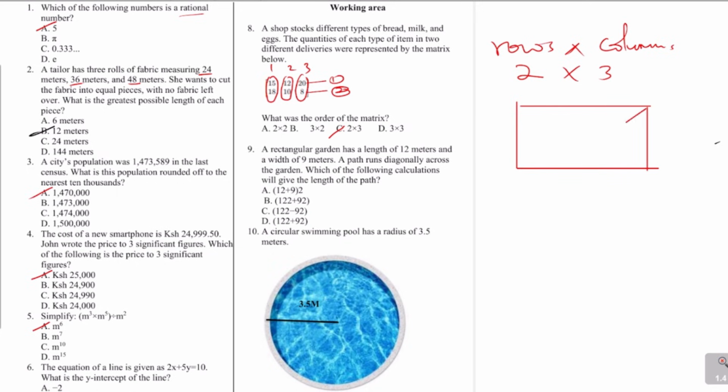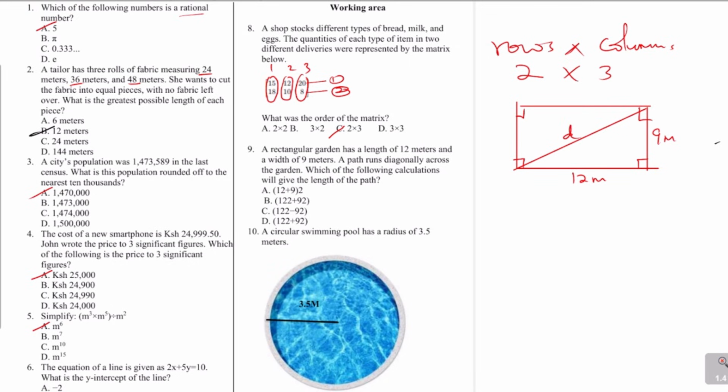And then you have this path. The path runs diagonally. And don't forget that all these angles in a rectangle are 90 degrees. So it has a length of 12 meters by 9 meters. You're required to get the length of the diagonal. So the length of the diagonal is D.